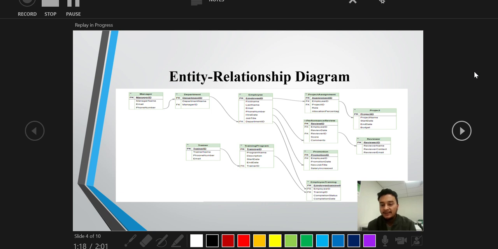Talking about our next relation, we can see the relation between project and employee, which is also one to many. This means that one employee can have multiple projects assigned to them, but each project is assigned to only one employee. We can also see the relationship between trainer and training program, which is also one to many because one trainer could have multiple training programs, but one training program is only assigned to one trainer.